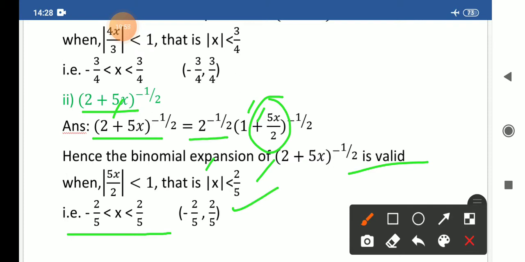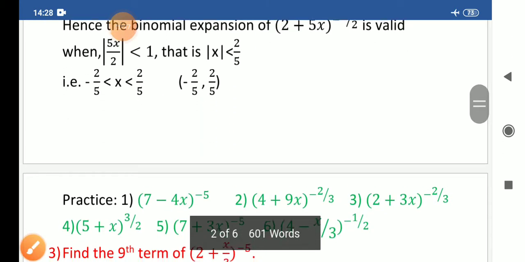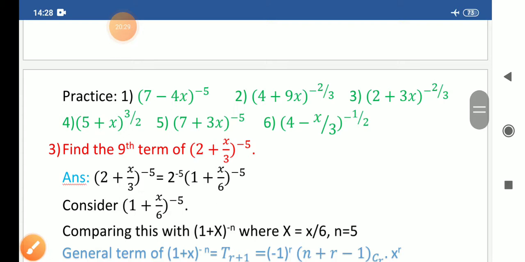This open interval means x lies between minus 2 by 5 and 2 by 5, but is not equal to minus 2 by 5 or 2 by 5. If it is a closed interval, then x lies between these two values and x can also be equal to this value and equal to that value, that is, less than or equal to, but here it is strictly less than. That is the difference between an open interval and a closed interval. Okay, you practice these problems.